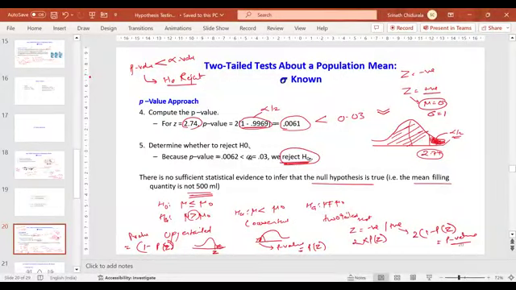So here also we'll say that with no sufficient statistical evidence, we cannot go with the null hypothesis. We cannot accept the null hypothesis, or we reject the null hypothesis. Never will we say accept. In statistics, we never use the word accept. We'll say we fail to reject or we reject the null hypothesis. These are the two terms which we will use in statistics.